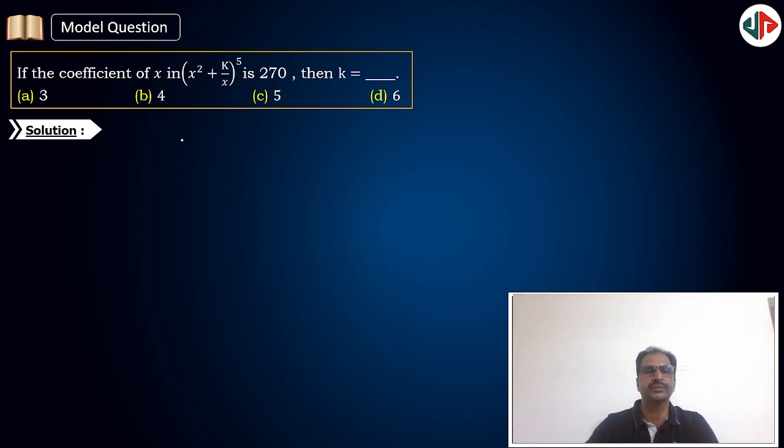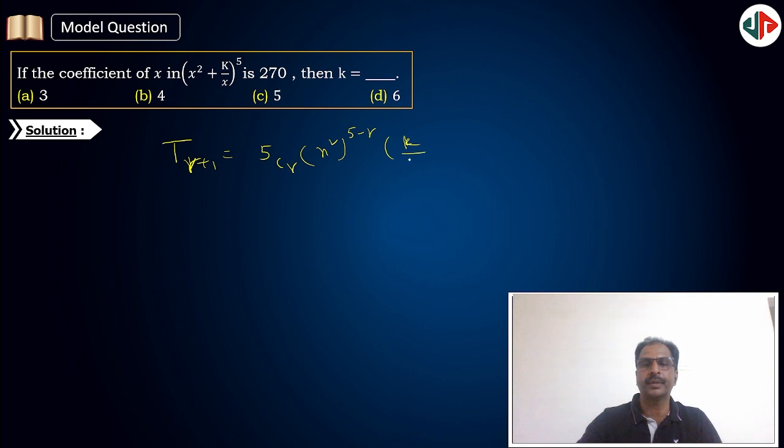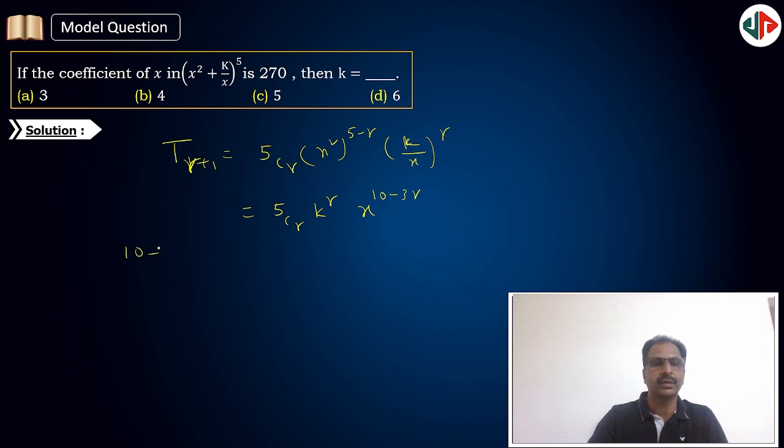Next question. If the coefficient of x in the given expansion is 270, then what is the value of k? For that, first write the general term T(r+1), 5Cr (x²)^(5-r) into (k/x)^r. We require the coefficient of x. So 5Cr k^r is x^(10-2r) by x^r, x^(10-3r). To get the coefficient of x, meaning x^1, 10 - 3r should be taken as 1. From this you get r = 3.